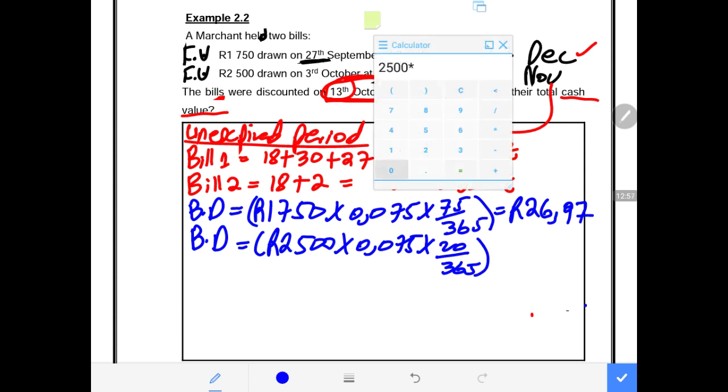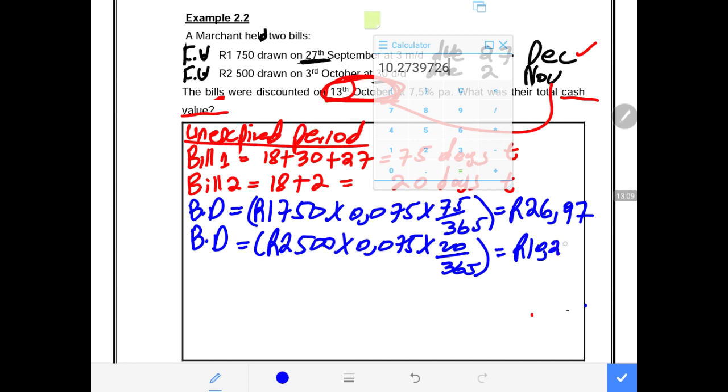2.5 multiply this by 0.075 times 20 divided by 365. This gives us 10 rand 27 cents. So now this 10 rand 27 cents is the interest again that will be deducted by the bank on the second bill of 2.5. So that means the cash value for the second bill will be 2.5 minus 10 rand 27 cents.